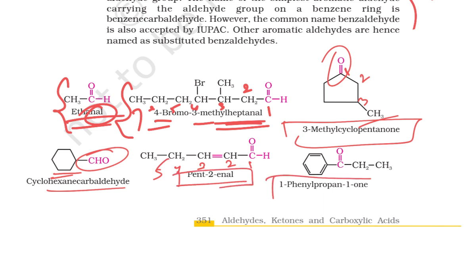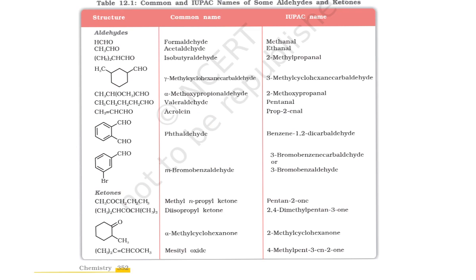When it comes to this one, this is your ketone. So propanone, right? In that there is the presence of phenyl. So 1 2 3, first position phenyl is there, so 1-phenylpropan-1-one. Clear? We start with some of the names which are given in your table. So this is methanal, this is ethanal, then the next one is CHO, CH3, CH3, right? So 1 2 3, 2-methyl propanal.